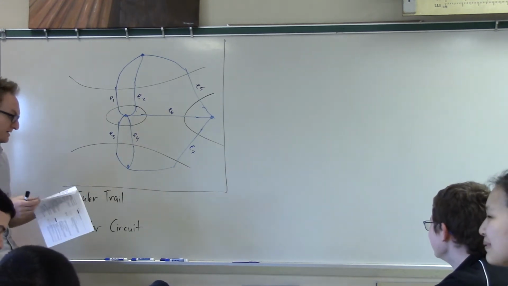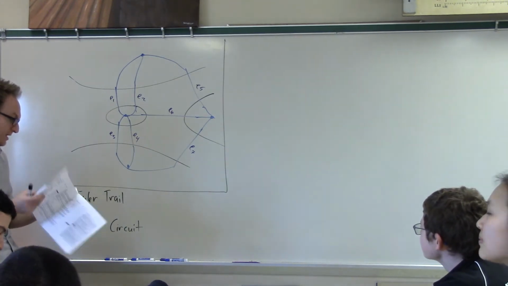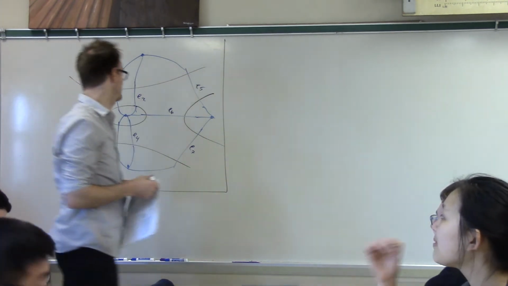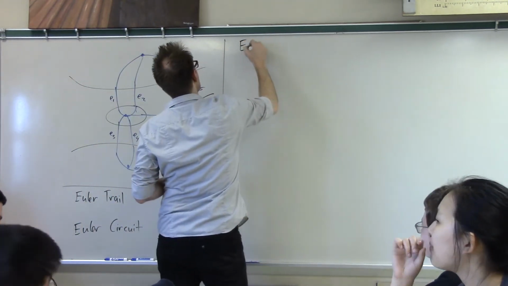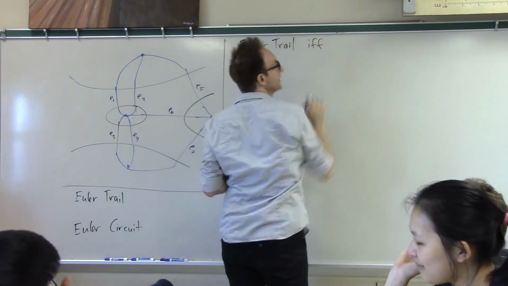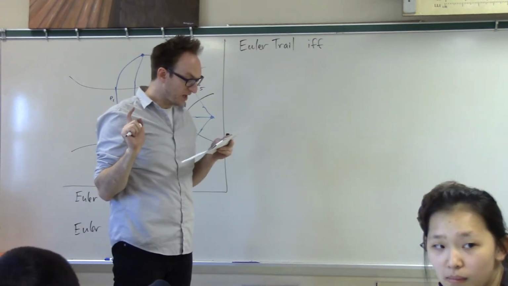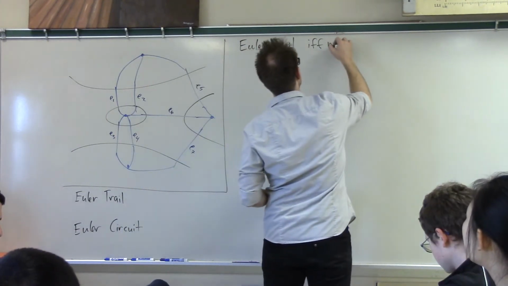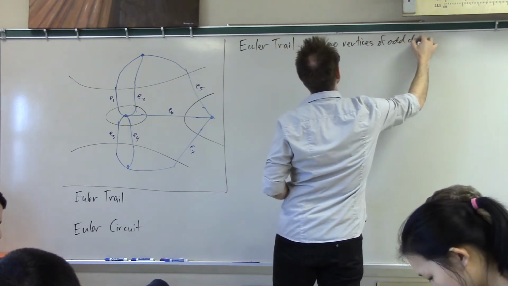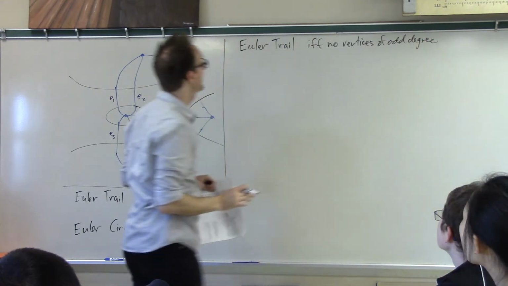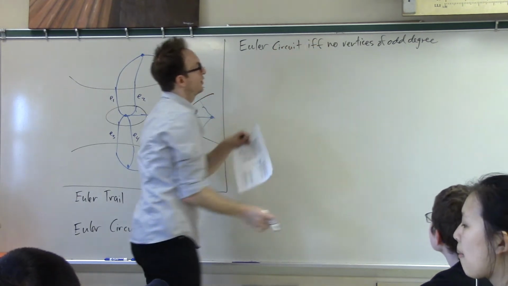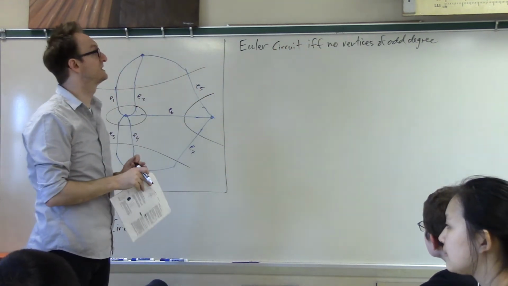Right. So here is the key theorem regarding these things, which we've already more or less talked out. Okay. So the main theorem is there's an Euler circuit if and only if there are no vertices of odd degree.